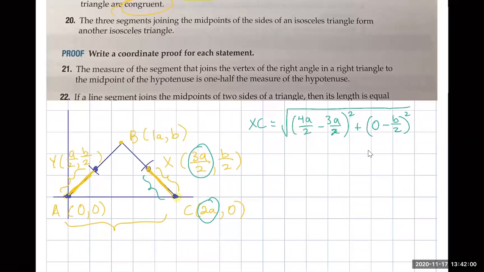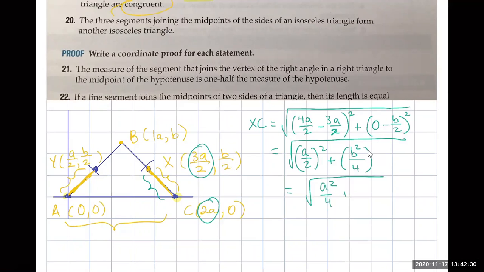Okay, so then from there, and really it doesn't matter that it's not nice and pretty here, 4a minus 3a is a over 2 squared. And then plus over here, you have b over 2 squared, which if you square that is b squared over 4. So this one is the square root of a squared over 4 plus b squared over 4. So that's currently what we have. We can't go any further with this.